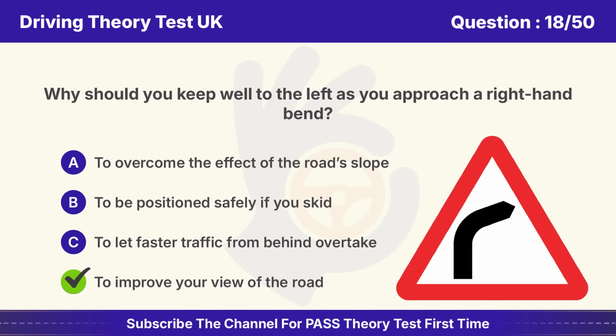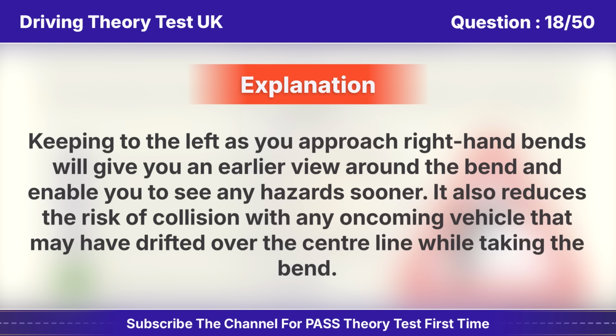Answer is D. To improve your view of the road. Keeping to the left as you approach right-hand bends will give you an earlier view around the bend and enable you to see any hazards sooner. It also reduces the risk of collision with any oncoming vehicle that may have drifted over the center line while taking the bend.